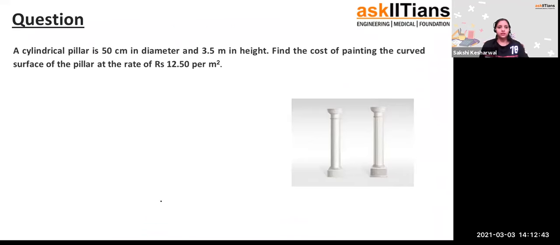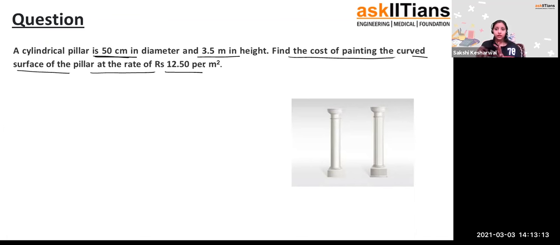What are the questions? It says a cylindrical pillar is 50 centimeter in diameter, right? This is a cylindrical pillar, and the height is 3.5 meters. As we have been doing since the basics, from the junior grades, always when you solve the questions, put all these numbers in the same unit, right?